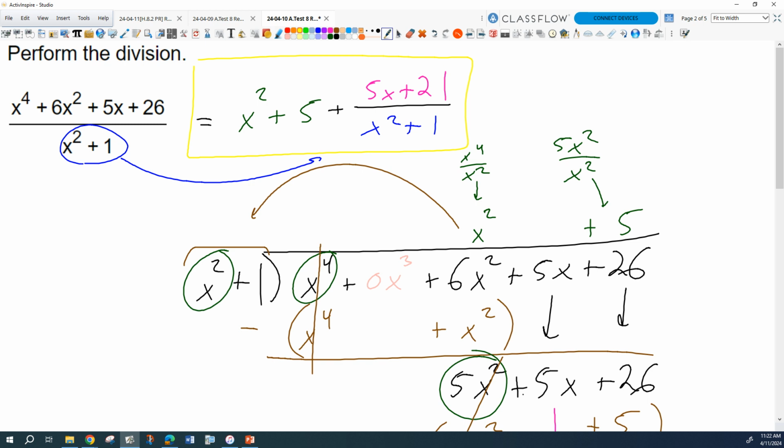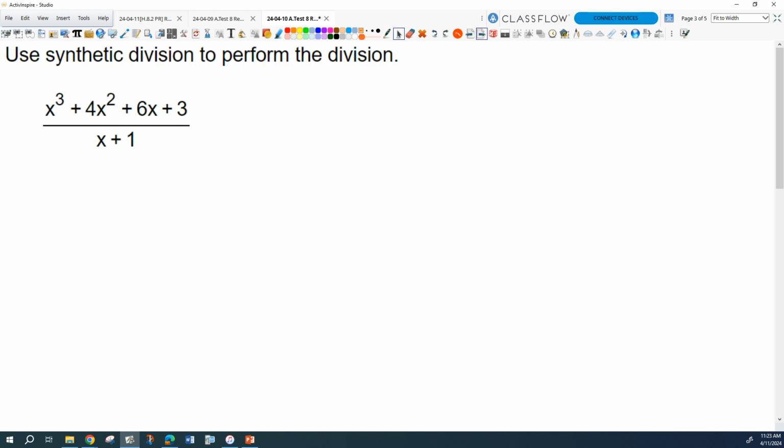Okay, good. Give me thumbs. How we doing? Good. All right, so how come we had to use long division there? Why couldn't I have used the much easier synthetic division? Because the x is squared. Okay, give me thumbs on this one. Can I use synthetic division here?